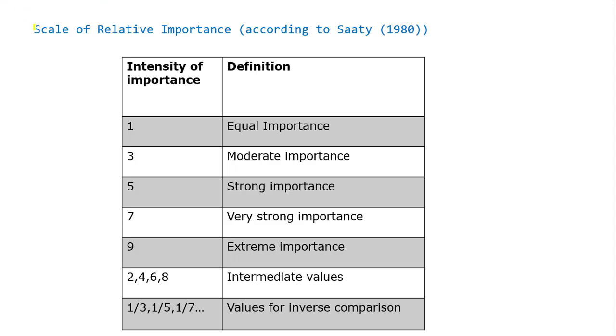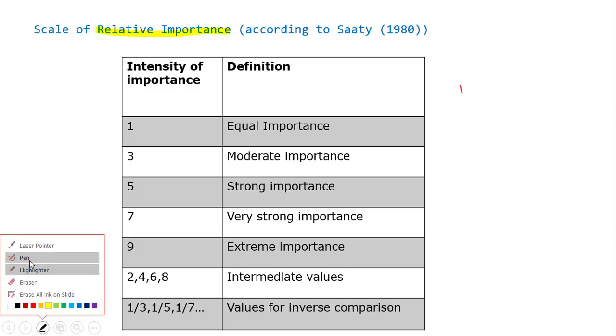So for this, we will need a scale of relative importance. This is a standard scale which is given by Saaty in 1980. So you need to remember this scale for your future use. It states that one intensity means equal importance, moderate importance means numeral value 3, and strong importance has numeral value 5. Similarly, very strong importance is 7, extreme importance is 9, and intermediate values are given 2, 4, 6 and 8.